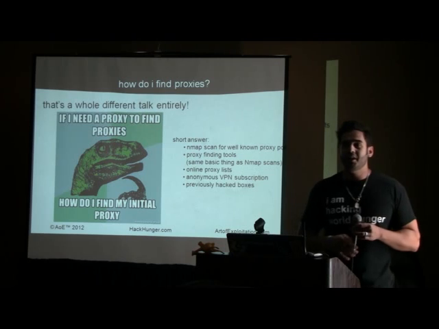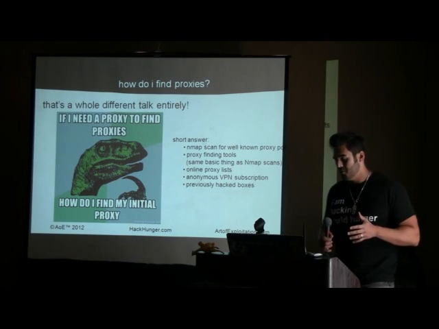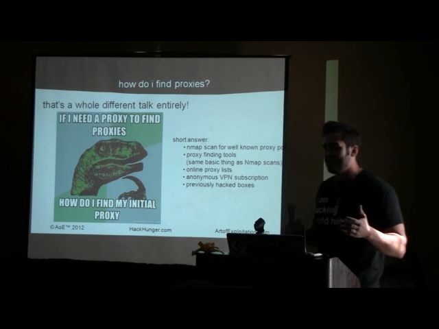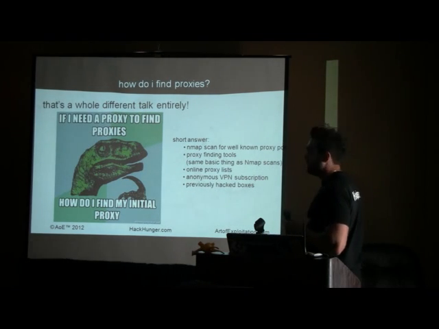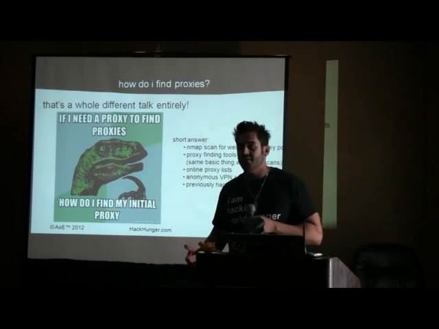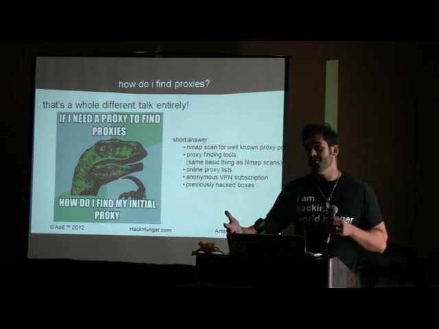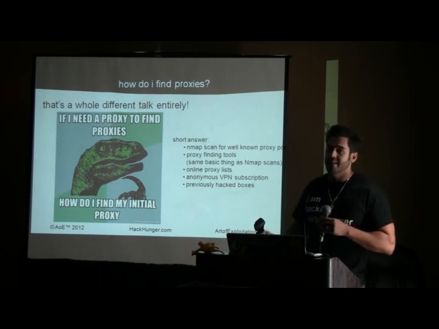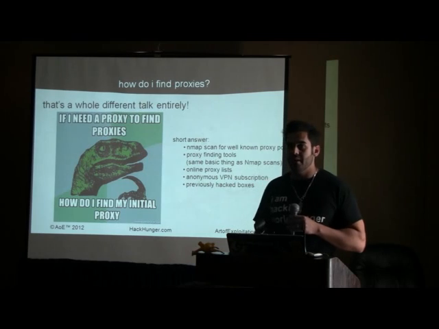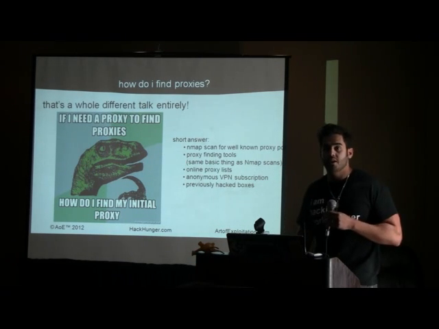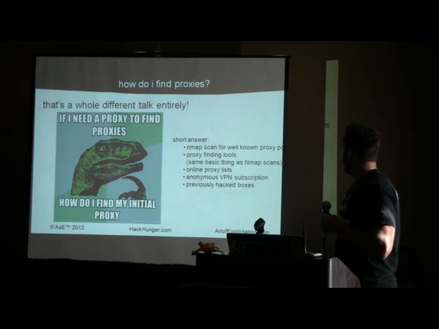All right, so how do I find a proxy? Well, that could be a totally different talk entirely. The short answer is, basically you can do an Nmap scan for well-known proxy ports. There are online lists that have well-known proxies out there as well. The logging may be of concern to you then as well. You can also go about getting an anonymous VPN subscription, and that talk could take another hour on its own, just by that, how to actually get a non-attributed account to yourself where it's totally anonymous.